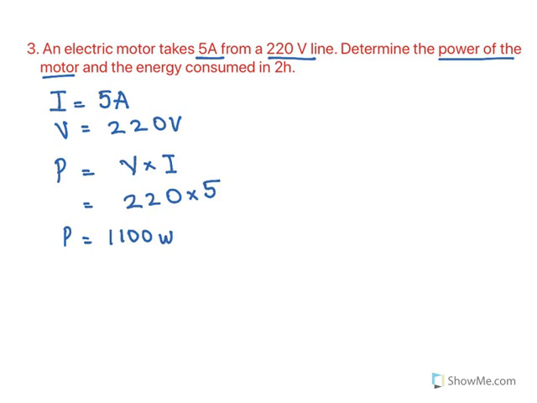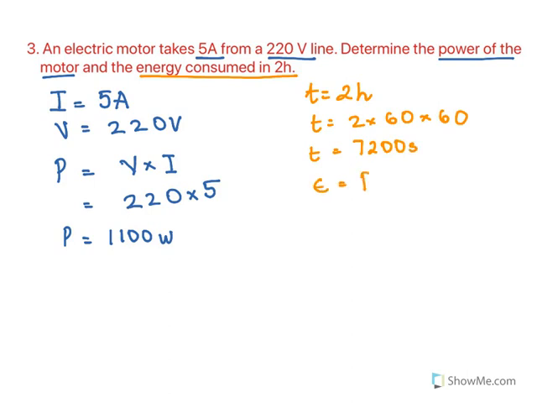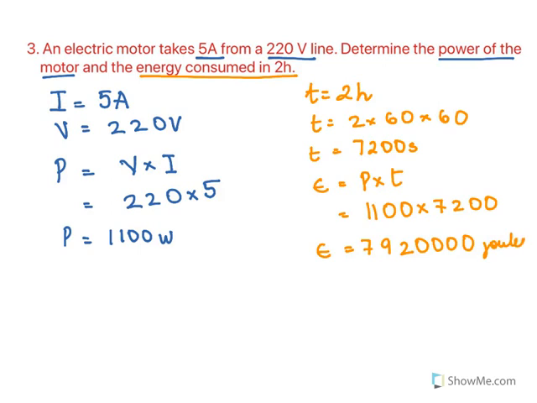We also have to find the energy consumed in 2 hours. So the time is 2 hours. Now remember, hour is not the SI unit of time. The SI unit of time is seconds, so we multiply by 60 into 60. So the time is 7,200 seconds. Energy is power into time. So the power is 1100 and the time is 7200 seconds. This will be the energy consumed, and that will be in joules.